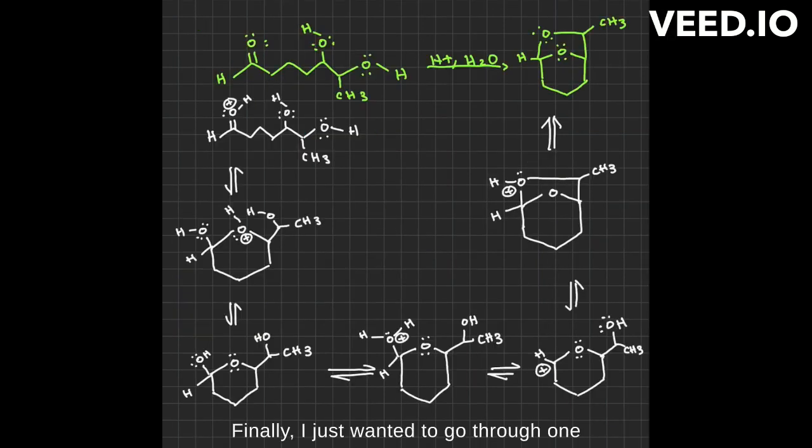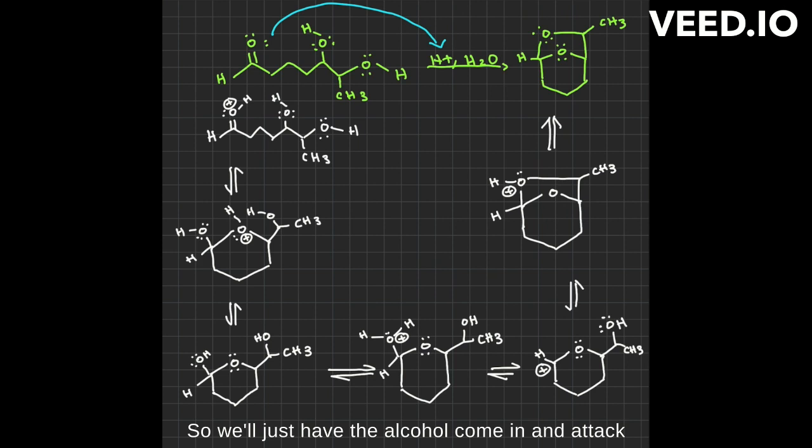Finally, I just wanted to go through one of the help session problem set problems with you, just because this one's a bit hard to visualize and it's also an intramolecular reaction. So again, the first step is going to be to protonate the carbonyl oxygen. And then the next step is for the diol to attack the carbonyl carbon. And the diol's already in the molecule, so we'll just have the alcohol come in and attack the carbonyl carbon. And the pi electrons will push up.